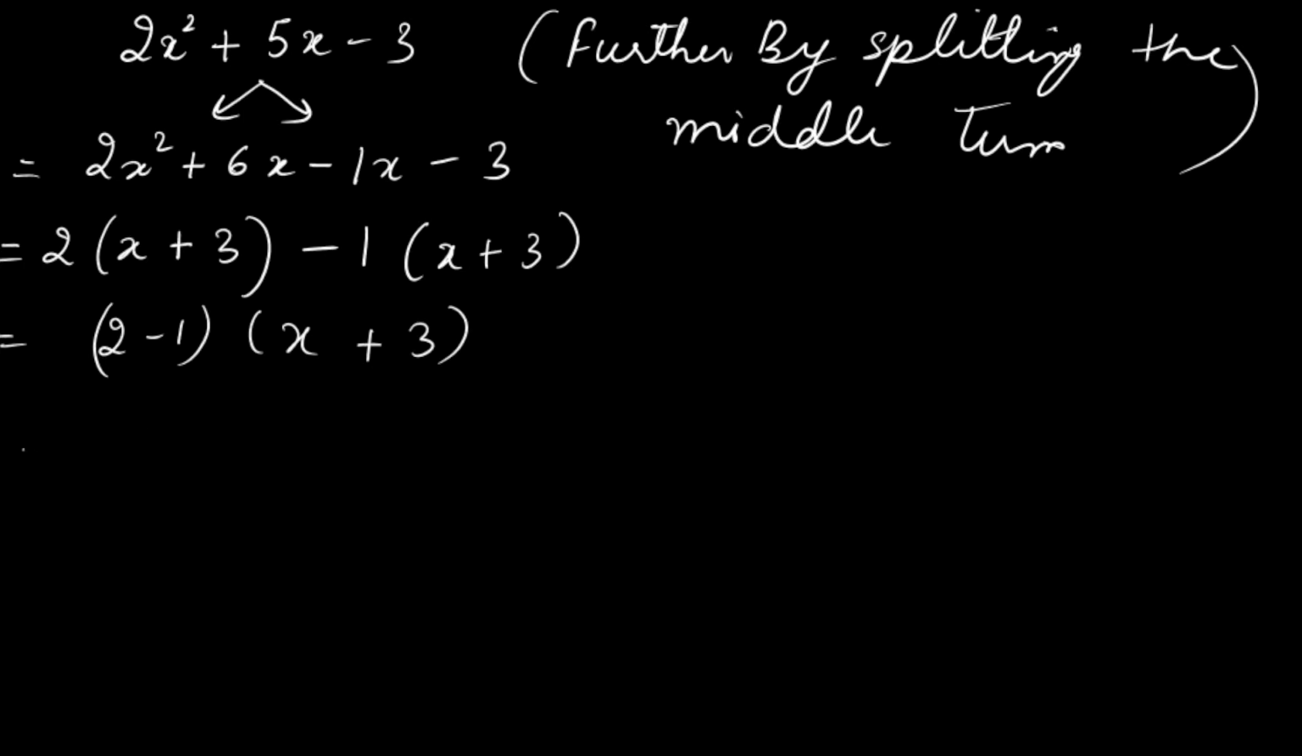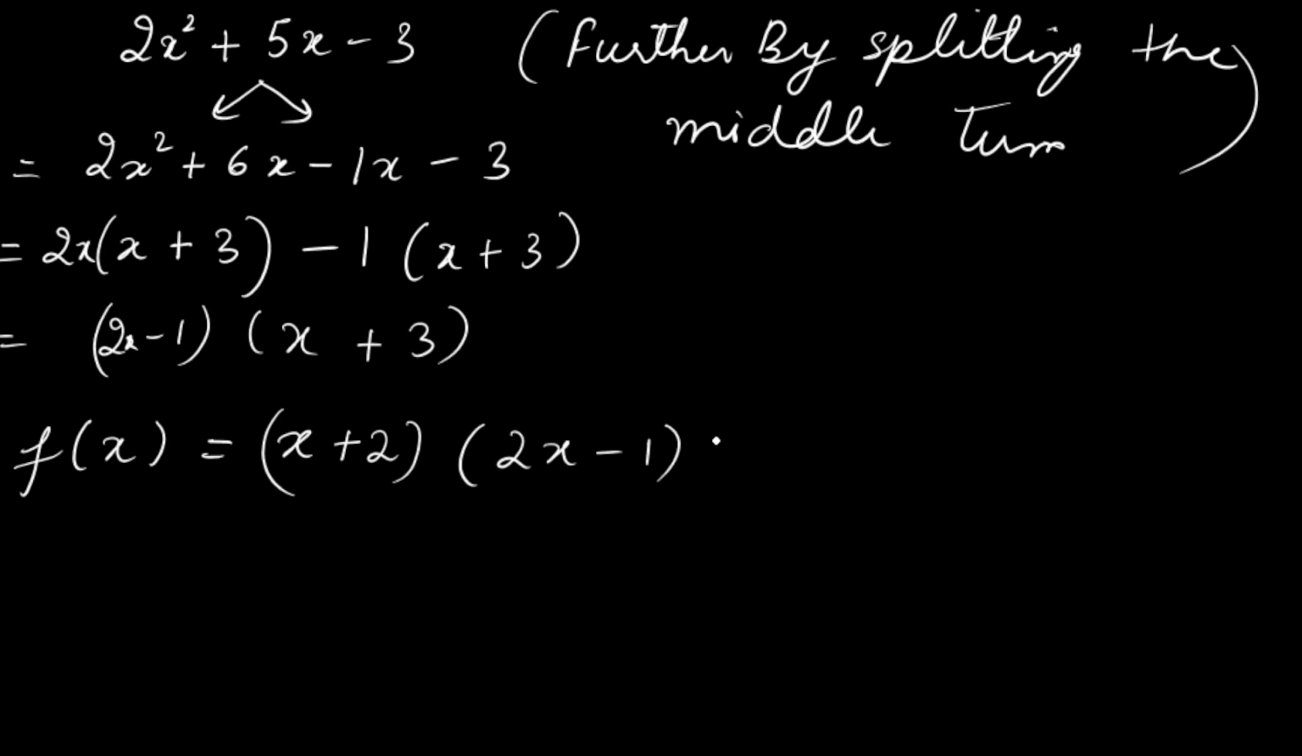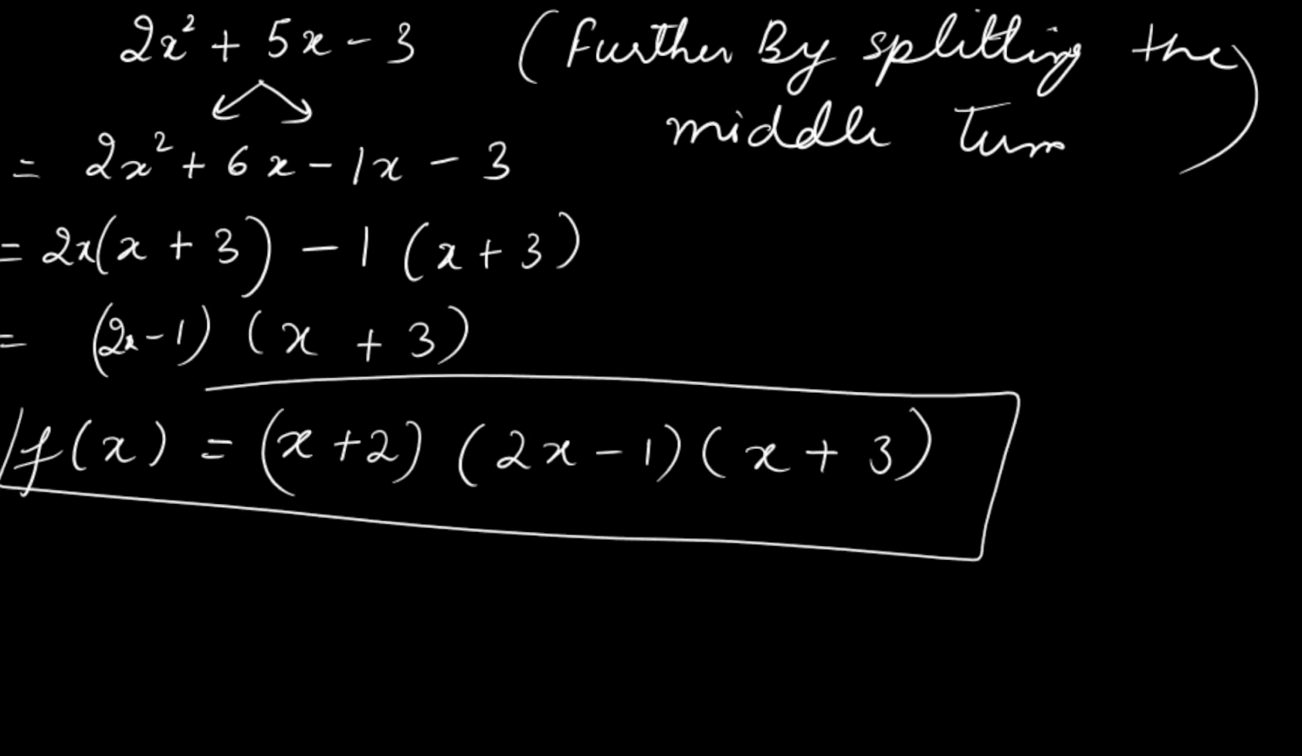Okay, so at last you can write f(x) is equal to, first factor was x plus 2. These two we have found, 2x minus 1 and x plus 3. So f(x) is equal to (2x minus 1)(x plus 3)(x plus 2). So this you have to write at the last.